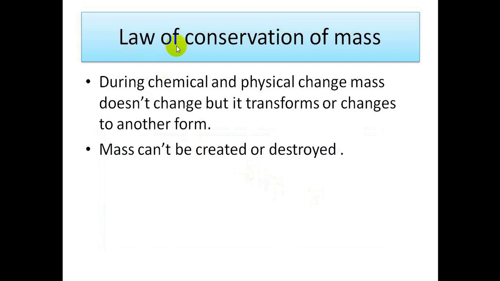What is the law of conservation of mass? The law of conservation of mass says that during chemical and physical change, mass doesn't change, but it transforms or changes to another form. Mass can't be created or destroyed. Let's see examples for this.